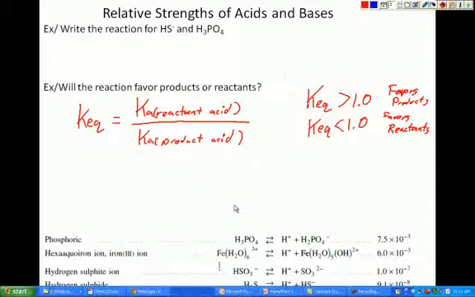Okay, so that's how we tell if the reaction is going to favor products or if it's going to favor reactants when you have an acid and base reaction.